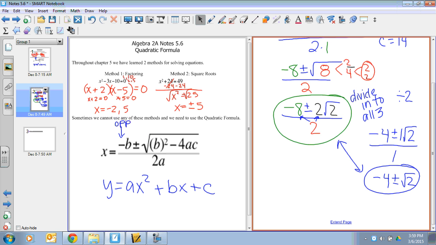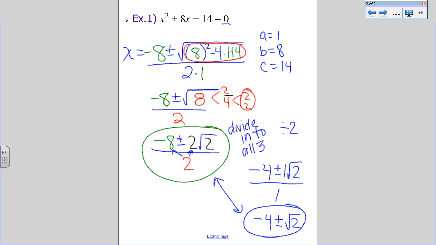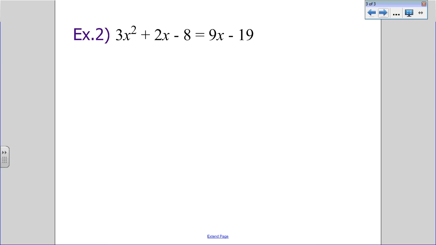I'm going to go to full screen. You have the quadratic formula on your notes. I have it memorized. So let's go through here. A little bit different than example 1 because it's not set equal to 0. We dealt with this when we were factoring. We're going to subtract 9x from each side to cancel it out. We're going to add 19 to each side to cancel it out. So now I am going to be equal to 0.